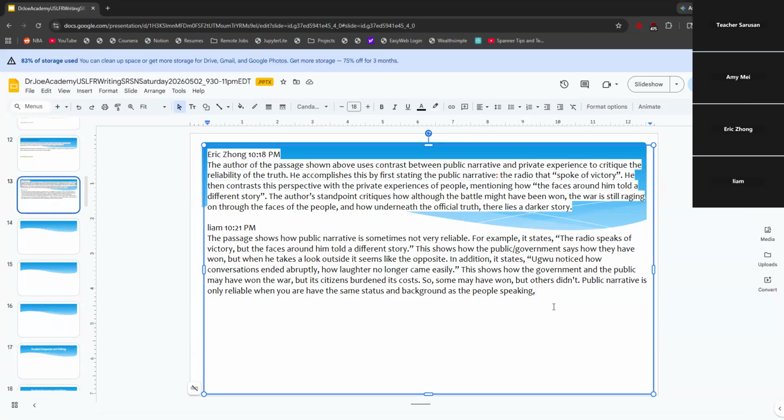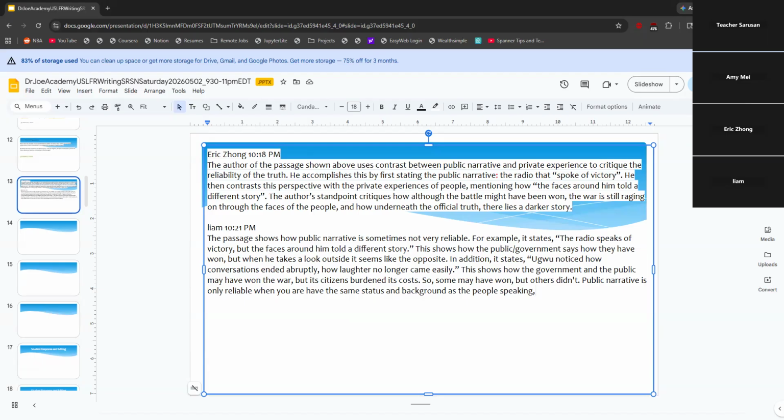Let's move on. Liam, can you read your answer, please? The passage shows how public narrative is sometimes not very reliable. For example, it states the radio speaks of victory, but the faces around him told a different story. This shows how the public slash government says how they have won. But when he takes a look outside, it seems like the opposite. In addition, it states, Uguru noticed that conversations ended abruptly, how laughter no longer came easily. This shows how the government and the public may have won the war, but its citizens bore the cost.